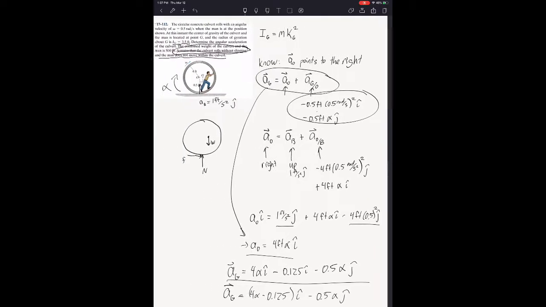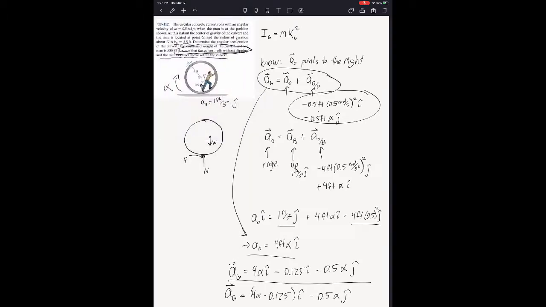So let me go ahead and make a new page here and move over to that. Let's put the image of the problem back at the top of the screen, and let's bring that equation over. A_G equals 4 alpha minus 0.125 i hat plus, do you remember what it said? Yeah, minus 0.5 alpha j hat.